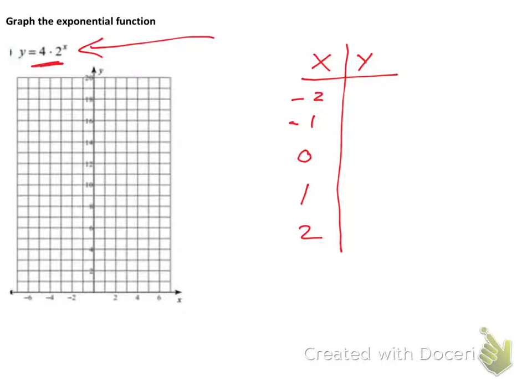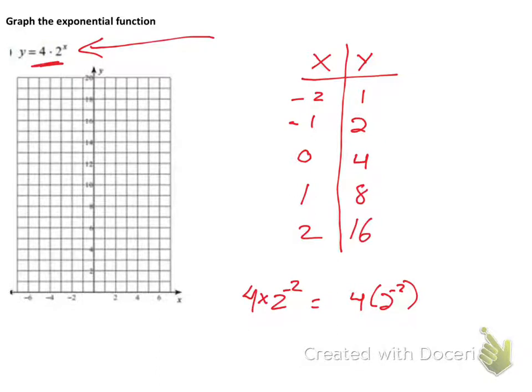When I plug in the first one, I have to do 4 times 2 to the negative 2. You can just literally plug that into your calculator. What you should get is 1. And then for the rest of these, I'm just going to plug them in, but it's going to look like 2, 4, 8, and 16.